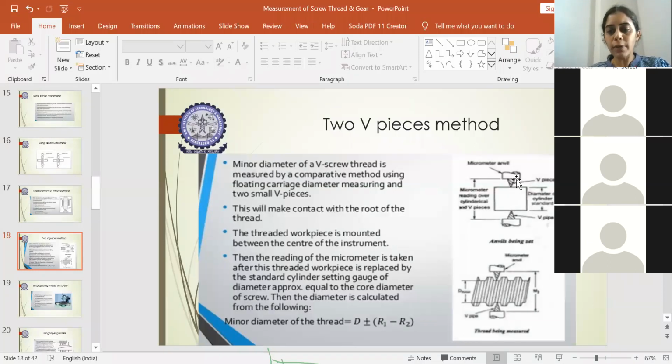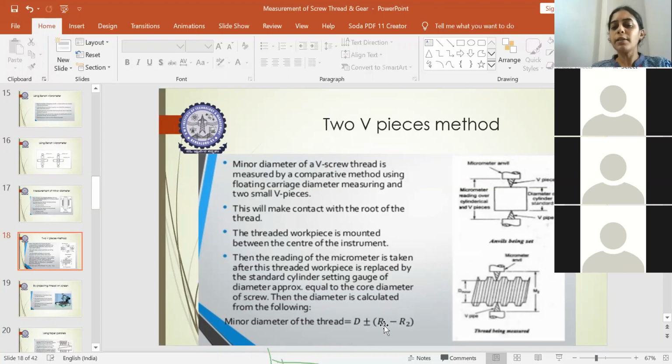So you will clamp the V piece. This dimension will be almost equal to the imaginary cylinder of the minor diameter, the cylindrical piece we are using. When you use it for the major diameter, you use the cylindrical standard with respect to the outer diameter. Now we are comparing with respect to the minor diameter. So the imaginary cylinder we consider is with respect to the diameter of the root and not the crest. The same dimension is used here as a standard cylindrical object, and we will measure the minor diameter.